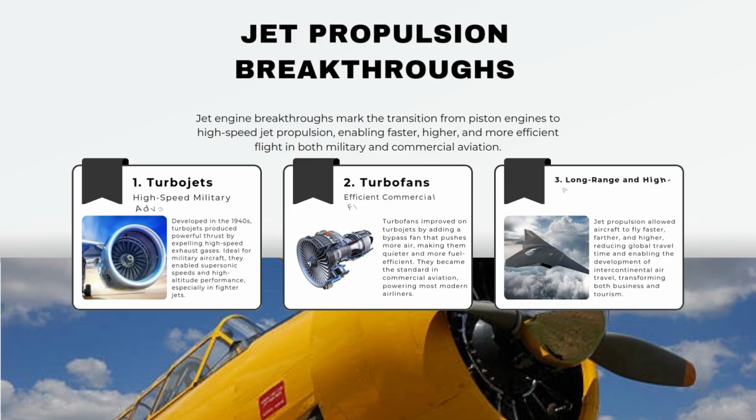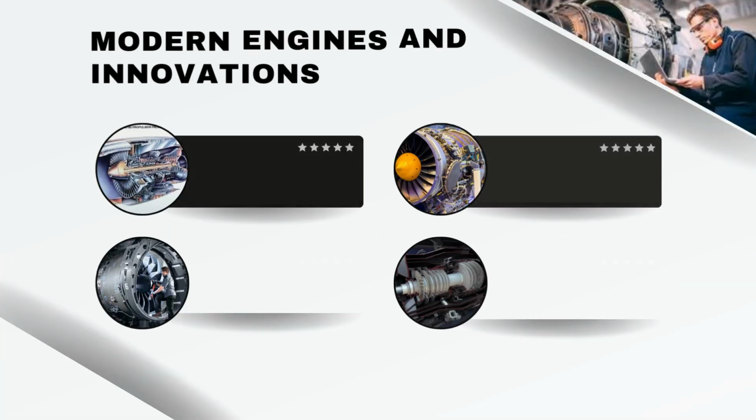Jet propulsion breakthroughs. In the 1940s, jet engines changed aviation. Turbojets enabled high-speed and high-altitude flights, especially in military jets. Later, turbofan engines became popular in commercial aircraft because they were quieter and more fuel-efficient. This allowed faster, longer, and more comfortable flights.